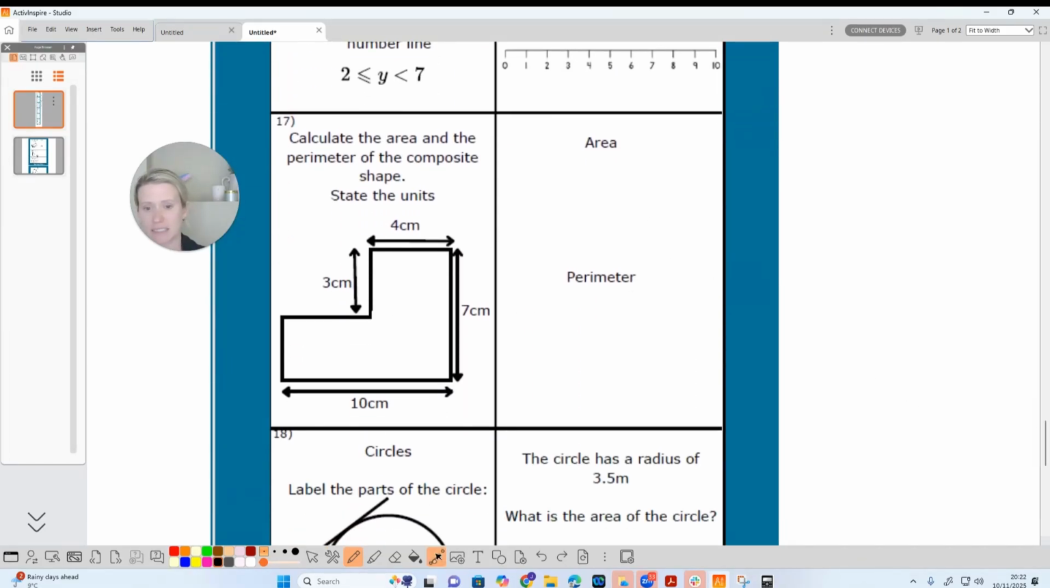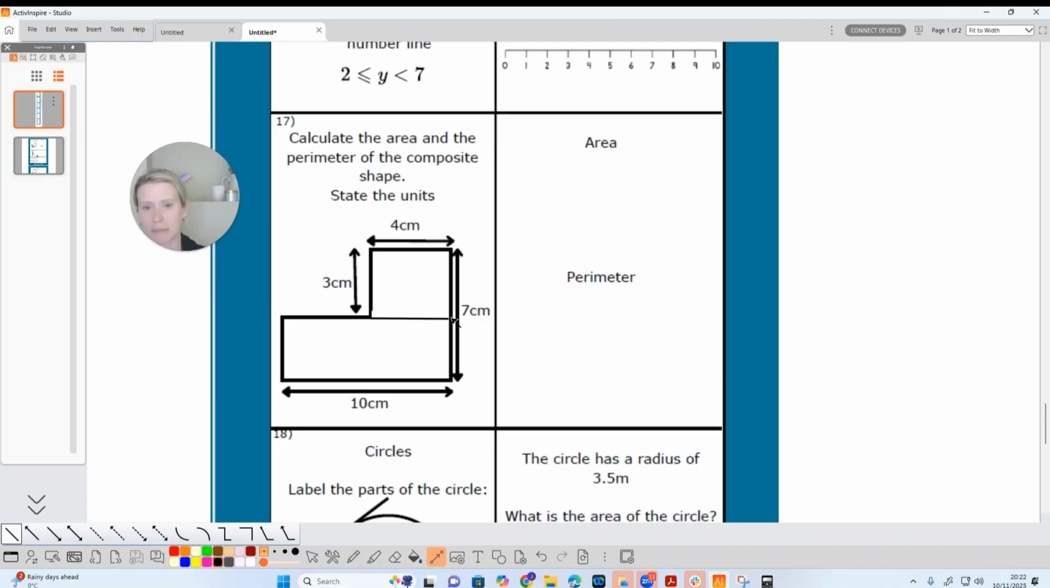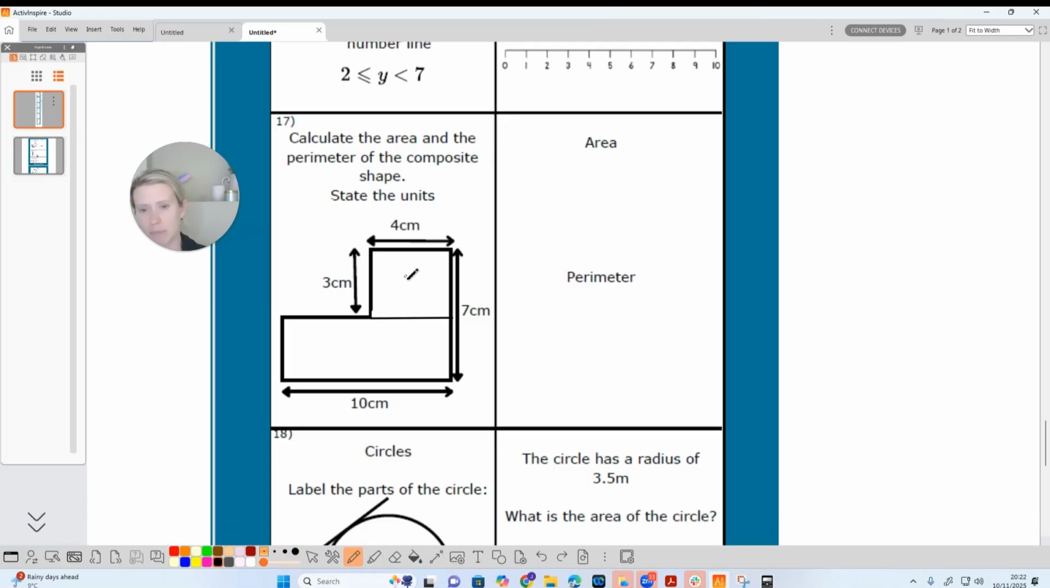Area is the space inside the shape. When you've got a compound shape, split the shape up into 2 shapes you can calculate the area of, and label them 1 and 2. So the area of shape 1 is going to be 4 multiplied by 3. The base is 4, the height is 3. 4 times 3 is equal to 12 centimetres squared.